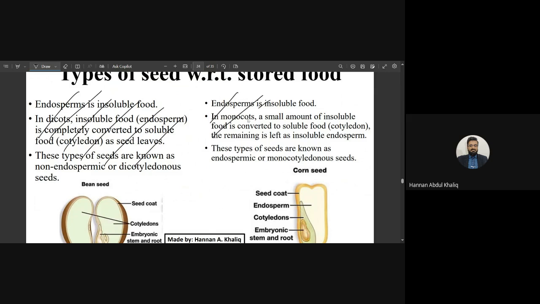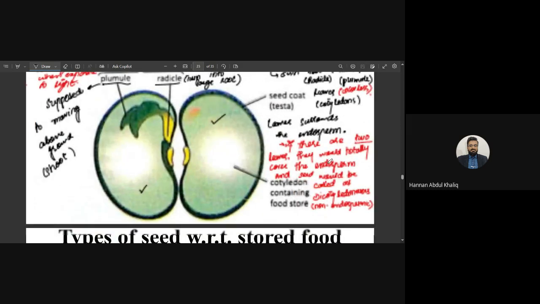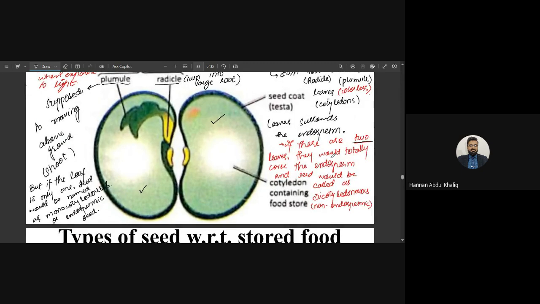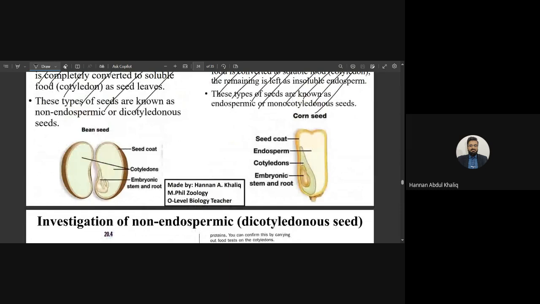So you can see here, I would advise you not to read the table I added here, as these tables are not required. I will send you this annotated slide. So just ignore these and remember the definitions I wrote here for dicotyledonous and monocotyledonous. If you see here, this is a bean seed. Look at this. This bean seed contains two cotyledons, and you cannot find the endosperm in here. So that is why it is a dicotyledonous seed.